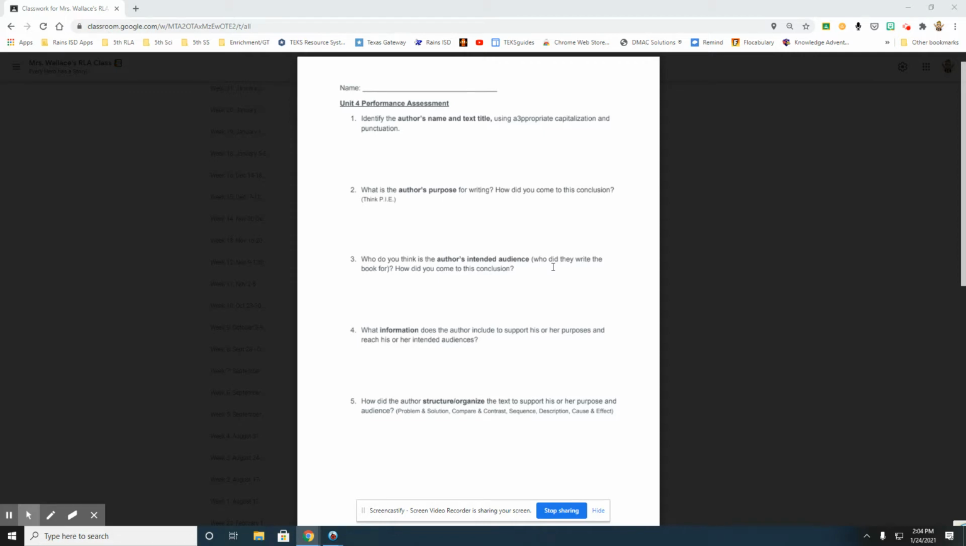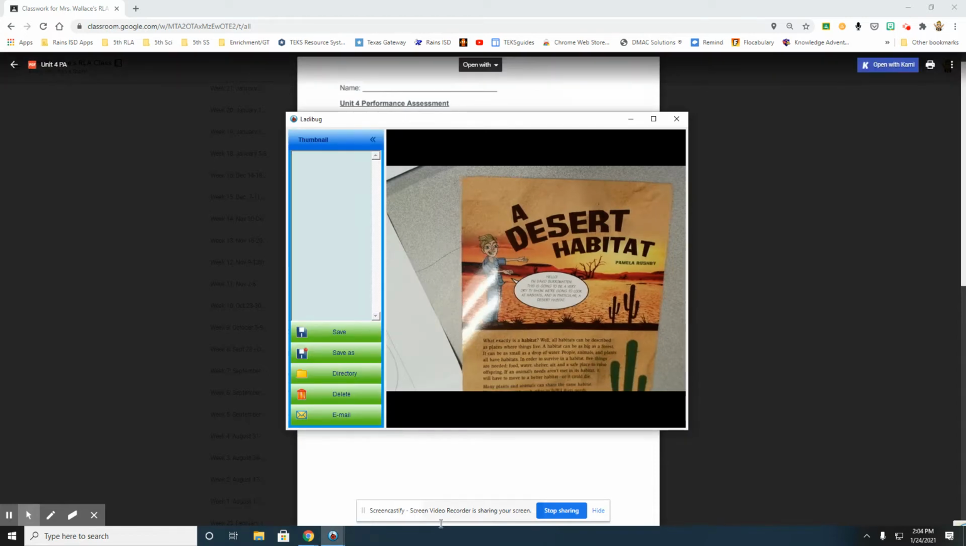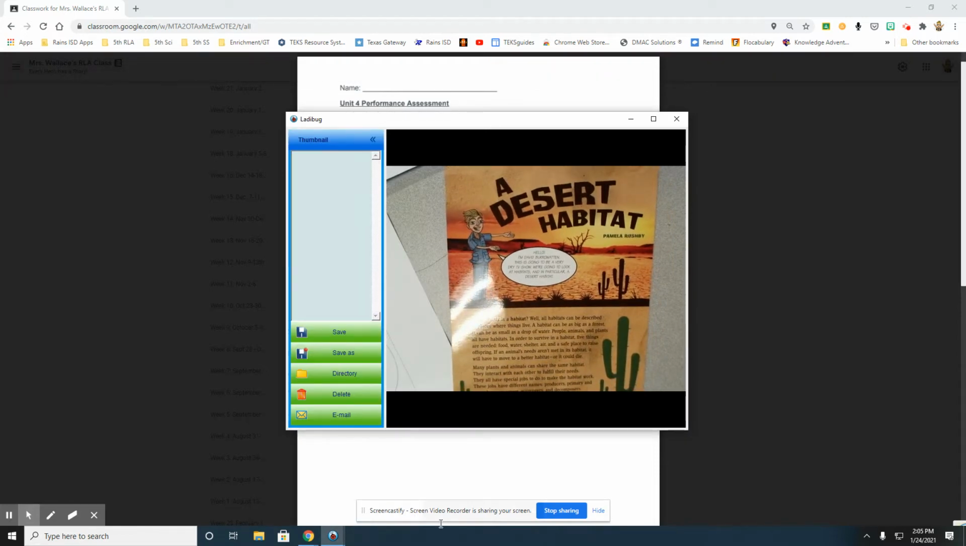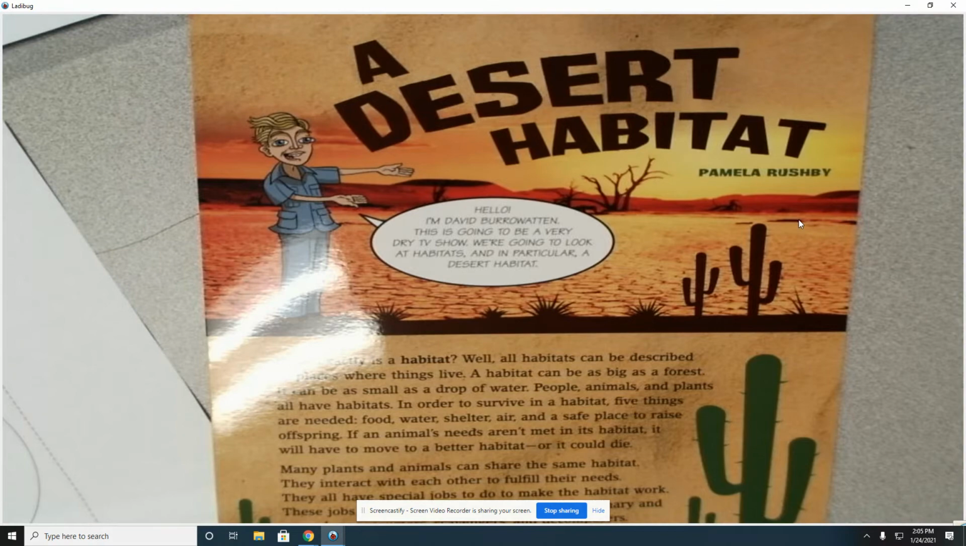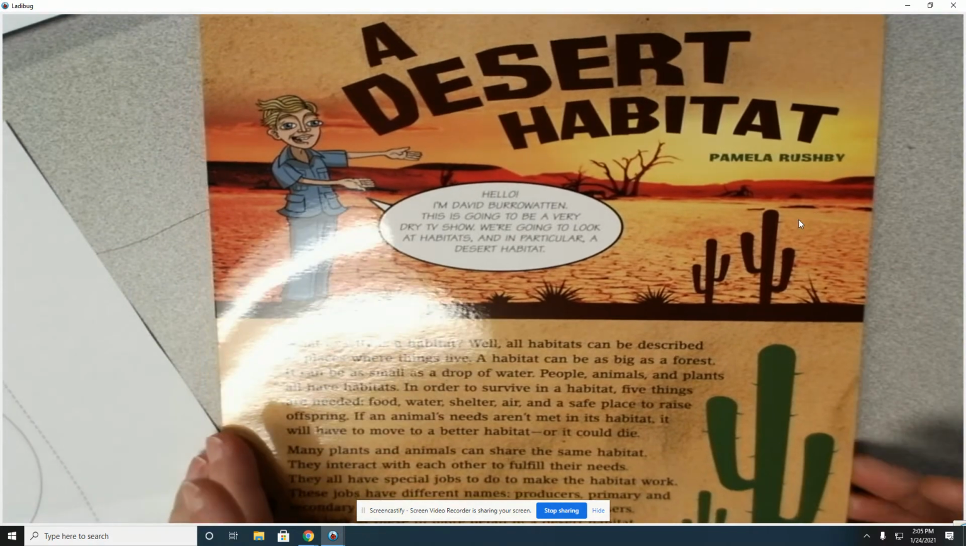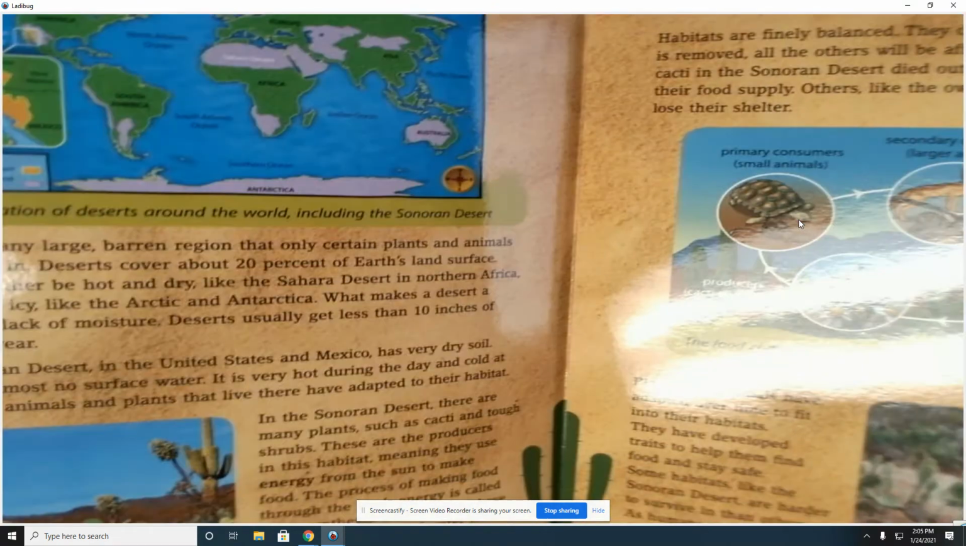Basically, what you're going to be doing is you're going to take all of the skills that you've learned to this point in the year, and you're going to apply them to evaluating an informational text. Some people call these nonfiction. We're just saying that they're informing you about something, right? So let's click over here to the story that you're going to see pages posted on. And so this is called A Desert Habitat. So you're going to see these pages, and I want you to read these in order, okay?